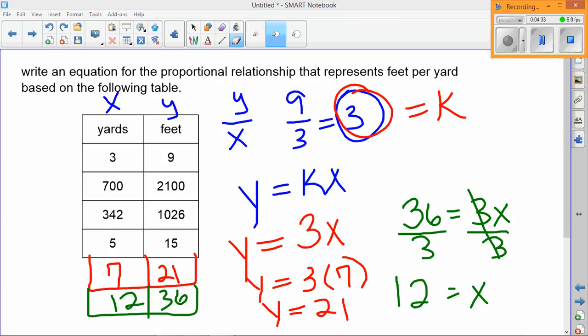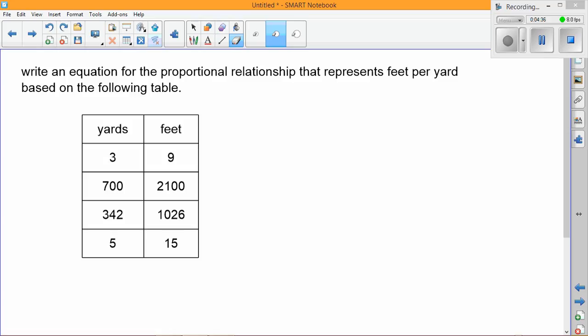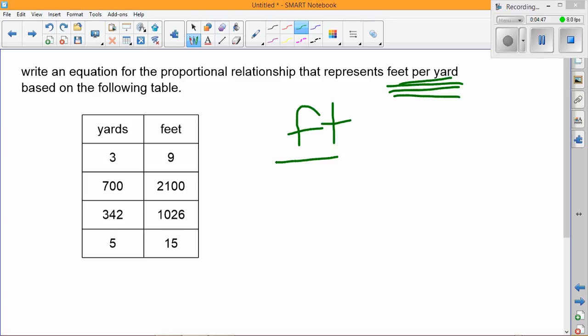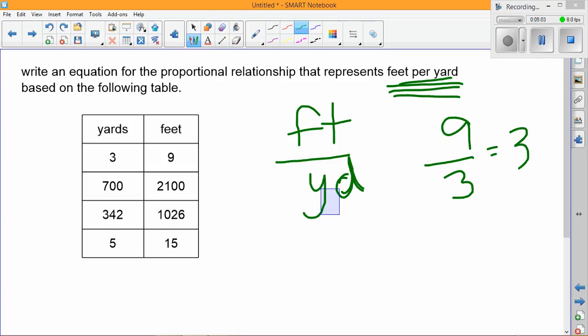Now, what I would also like to mention is that we can find feet per yard by taking our feet and dividing it by the yards. So if I'm trying to find the constant of proportionality for feet per yard, I want to take my feet and divide it by my yards. Order is important. That's what we did anyway. But it's important to remember which ones are x, which ones are y, and that the order when you have the word per is important.